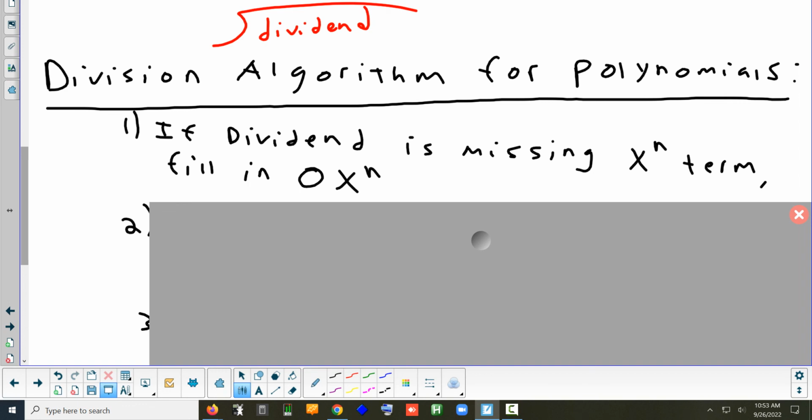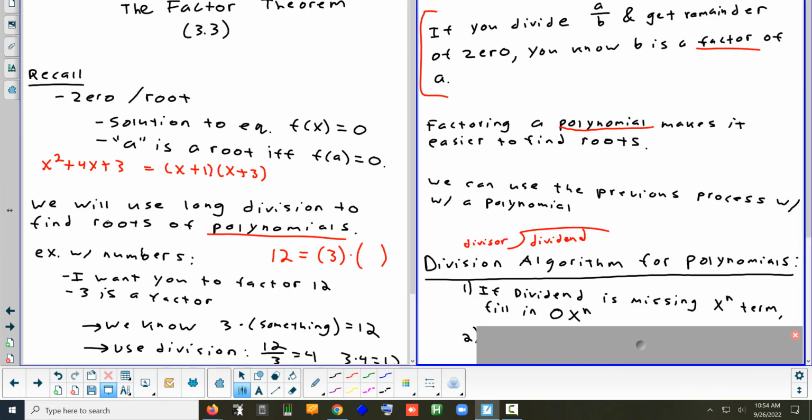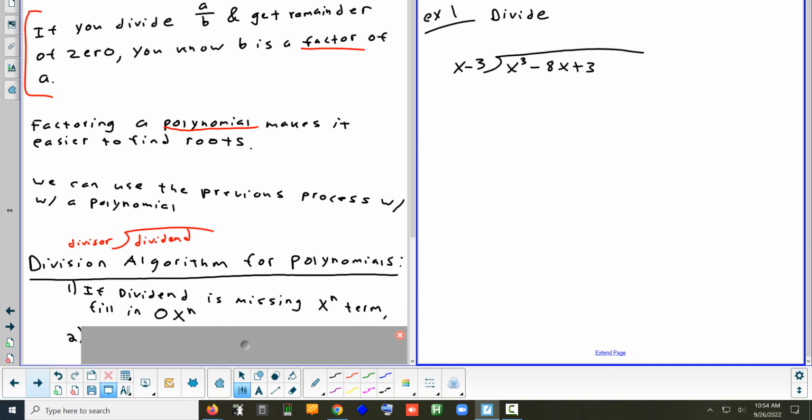So the dividend, that's what's under the root. The divisor is what's on the outside. Just in case there's any questions about vocabulary. So let's look at an example and see if we can do that part first.